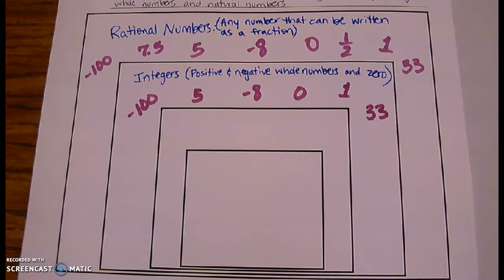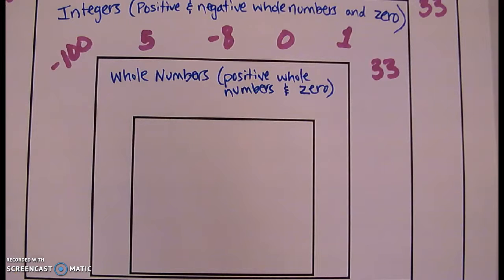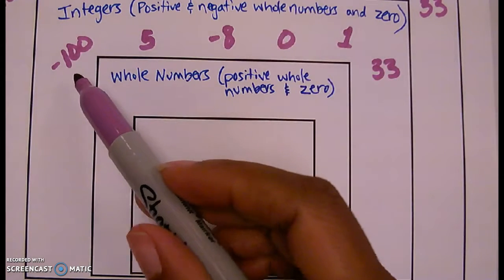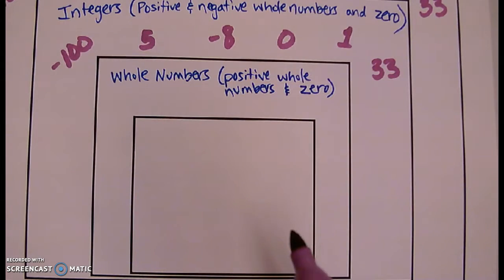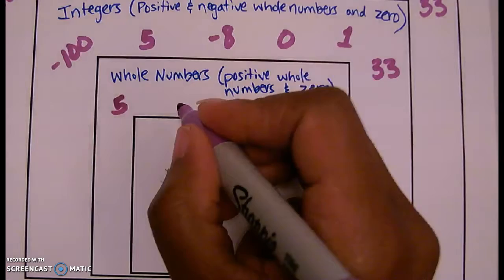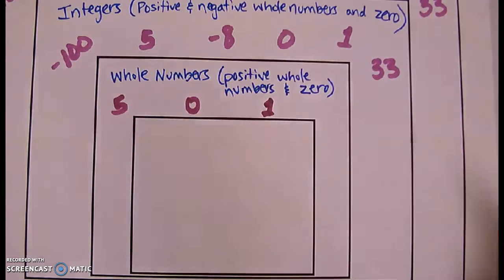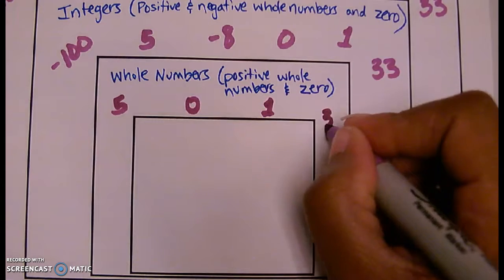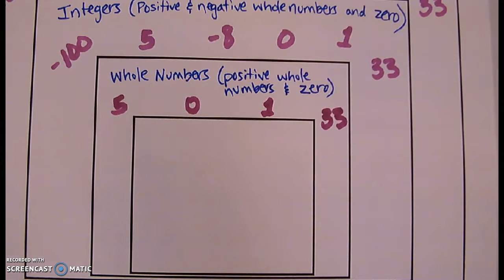Now let's move to the next set. Our next set or category of rational numbers is called whole numbers. The whole number group consists of only the positive whole numbers and zero. So now let's see which numbers make the cut. Negative 100 is not positive, so it stays in the integers category. Positive 5 is a whole number. Negative 8 is negative, so it's going to stay there. 0 is a whole number. 1 is a whole number. And 33 is a whole number.